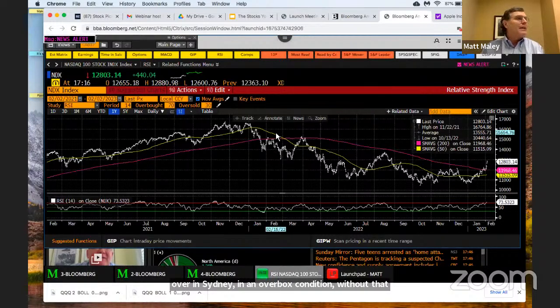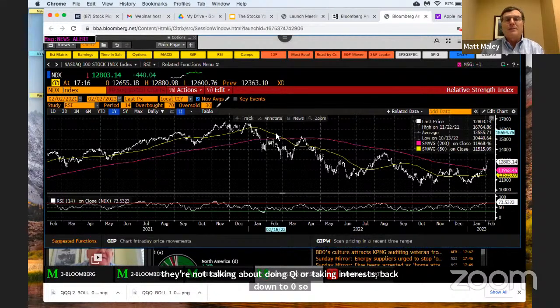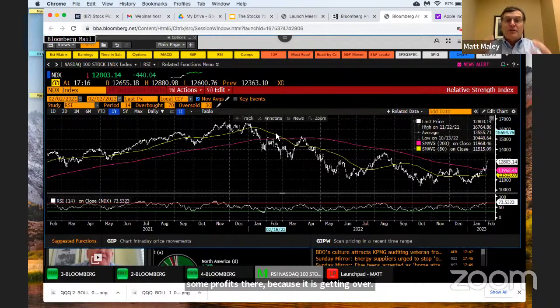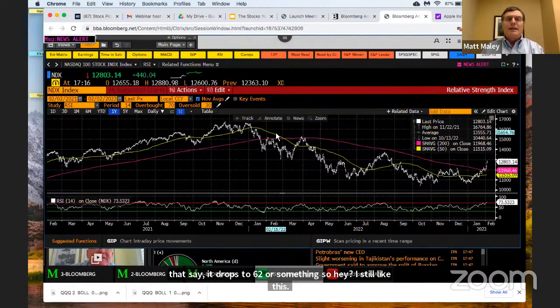So my thinking would be, you want to consider taking some profits there, because it is getting overbought on a technical basis in a market that's getting overbought on a short-term basis. Now, if you're still bullish on it, there's nothing wrong with buying it, selling the whole thing, and buying it back later. If it dips back down and you still like it, say it drops to 62 or something, you can say, hey, I still like this, I'm going to go back in. There's nothing wrong with that. You can be a little bit more active and more nimble.